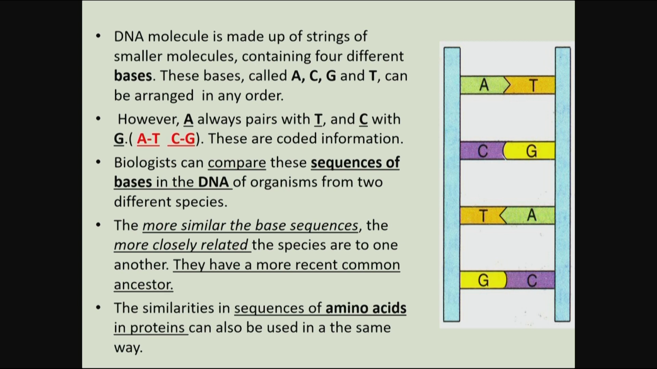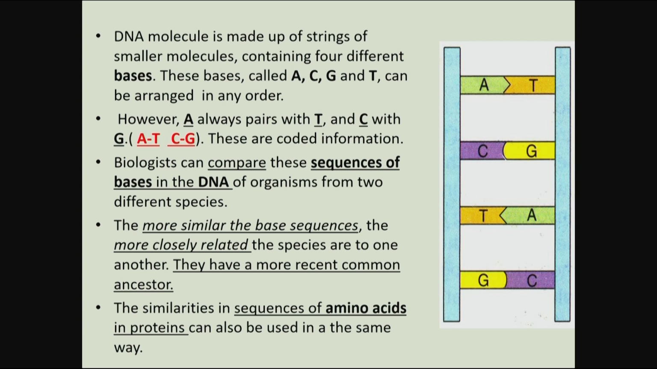Now, this DNA system of classification gives a much more accurate way of classifying organisms as compared to just looking at the physical features. How do we use the DNA to compare living organisms? Biologists can compare the base sequences in the DNA of organisms from 2 different species. Let's say, for instance, from a human being and from a gorilla. We look at the DNA from a human being and the DNA from a gorilla, and we can compare the two.